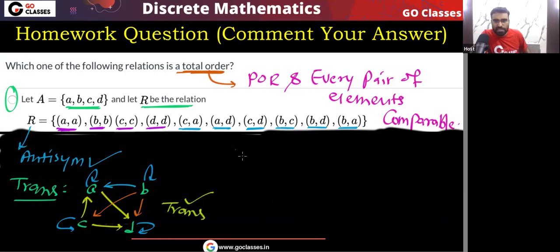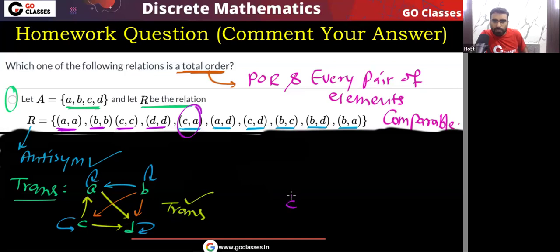Now let's create the Hasse diagram. Tell me, from where to start? From which element to start? What do you think? Which element is related to most of the elements? Okay, don't worry. Let's just start from C related to A.